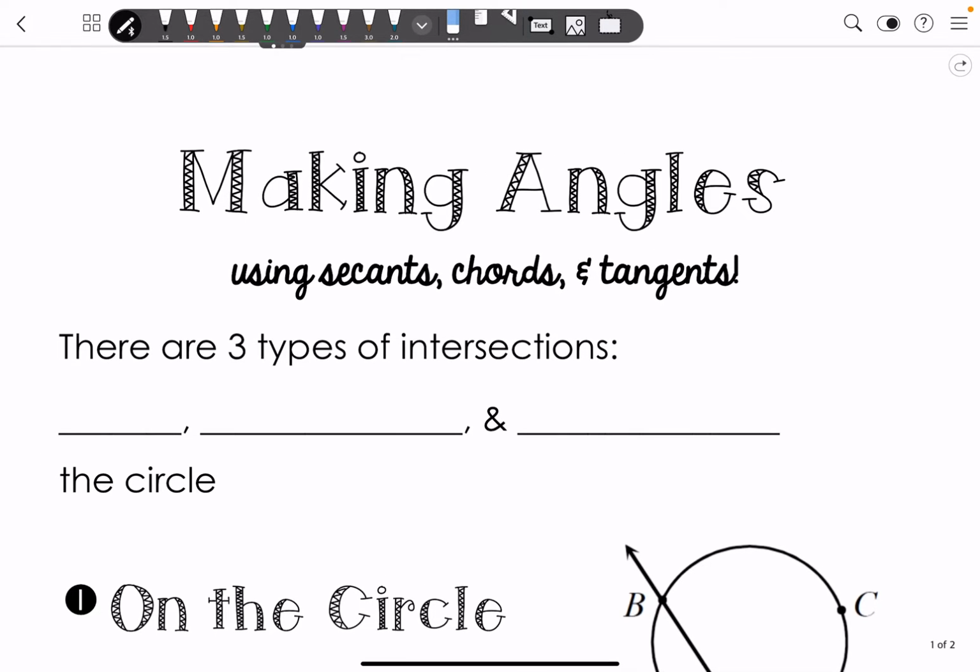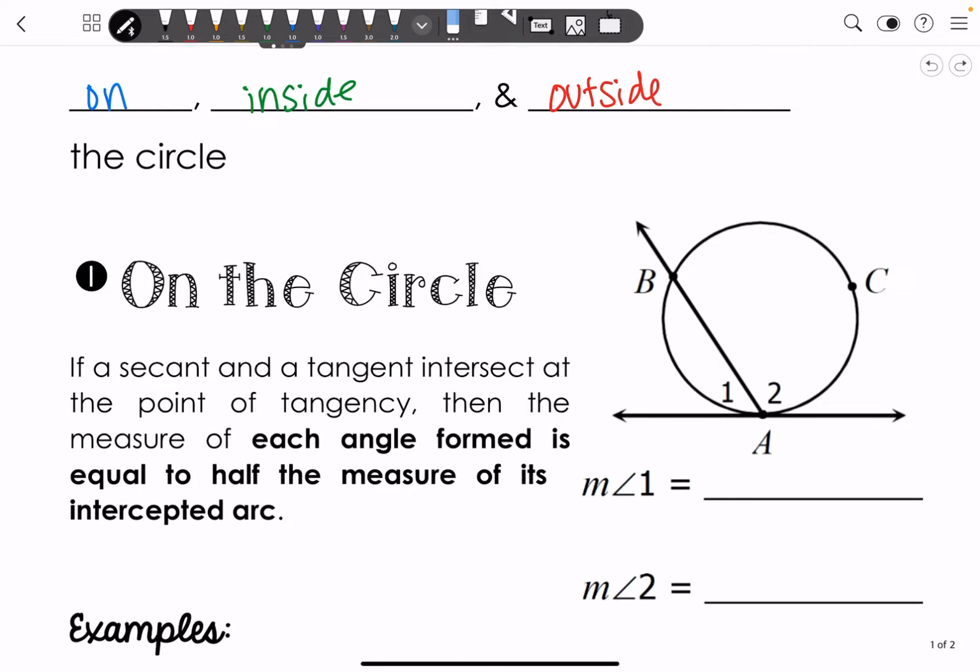Hey everybody, so we're going to be talking about making angles using secants, chords, and tangents that are going to be intersecting on a circle. The way that this is going to happen is there are going to be three different types of intersections. You're going to have it on the circle, you're going to have it inside the circle, and you're going to have it outside the circle.